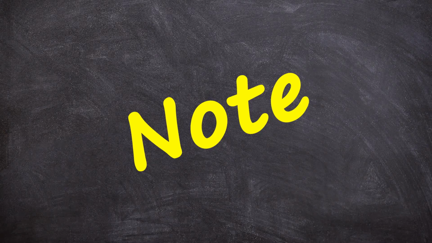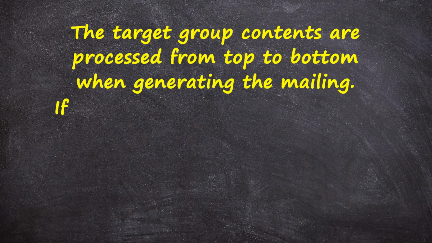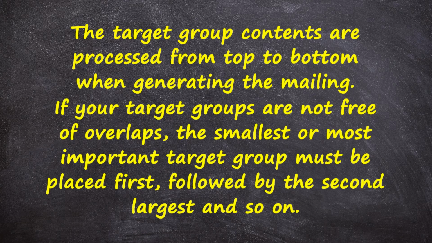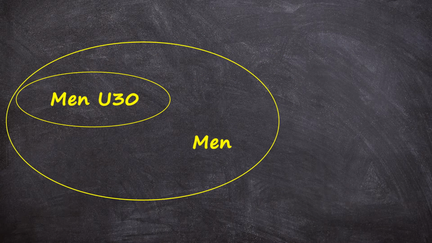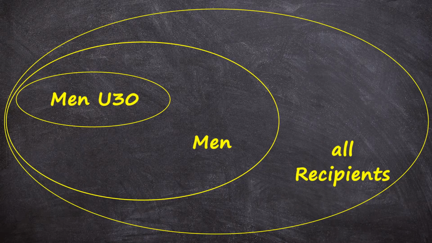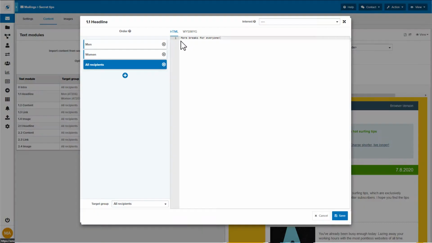Note: the target group contents are processed from top to bottom when generating the mailing. If your target groups are not free of overlaps, the smallest or most important target group must be placed first, followed by the second largest, and so on. Example: first enter men under 30, then all men, and finally all recipients. In the editor, you can easily change the order by drag and drop.